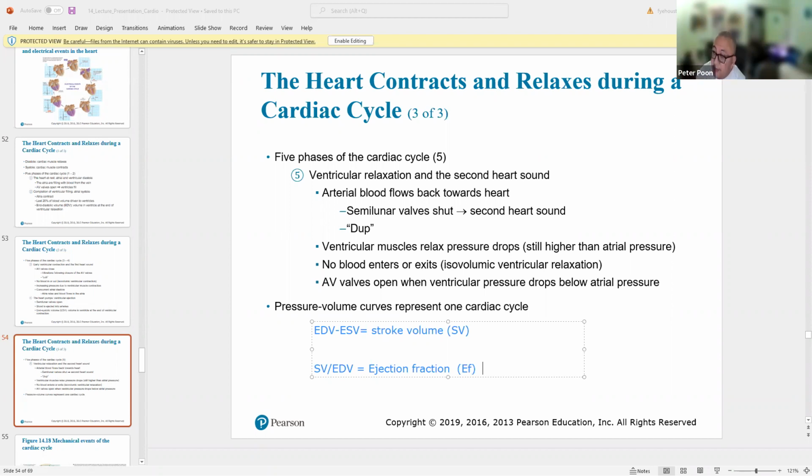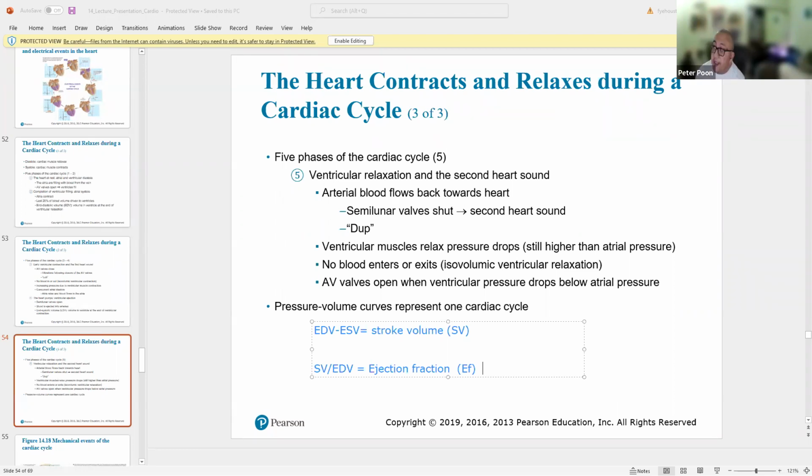So ejection fraction is the stroke volume divided by EDV. End-diastolic volume is the total volume of blood in your ventricle. The stroke volume is the amount of blood you push out. So that divided by the total number is the fraction that you pushed out. And that's usually expressed as a percentage. Usually it's around 60%. So you eject some of the blood, but not all of the blood.